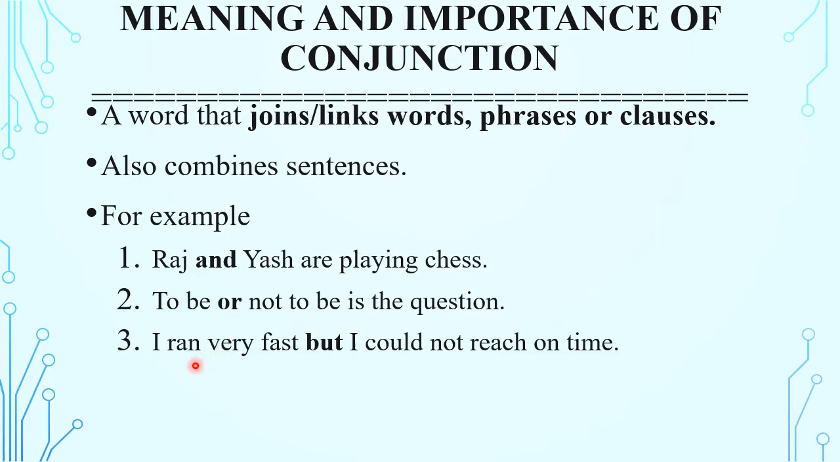In the third sentence, I ran very fast but I could not reach on time. But is a conjunction. In this sentence, I ran very fast and I could not reach on time are two clauses, and these two clauses are joined by the word but. So, but is a conjunction. We can also say that this word but has combined two sentences. First sentence is I ran very fast and another sentence is I could not reach on time.